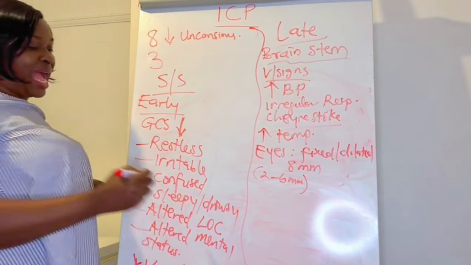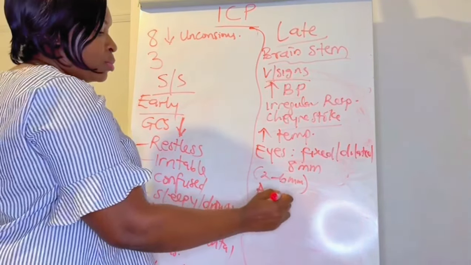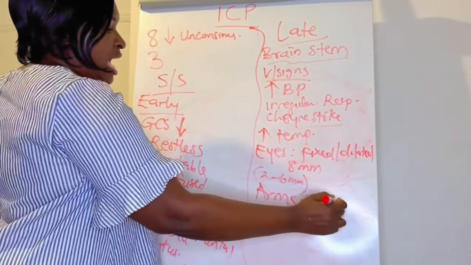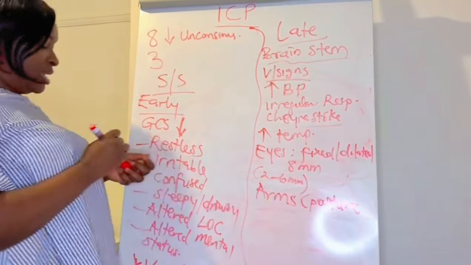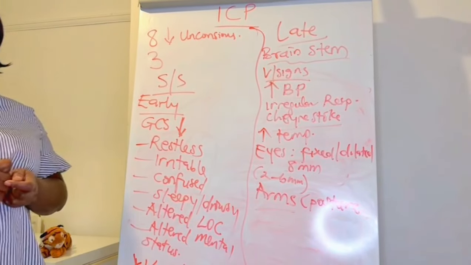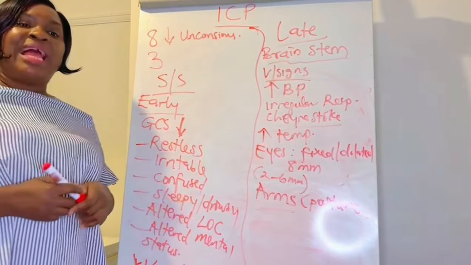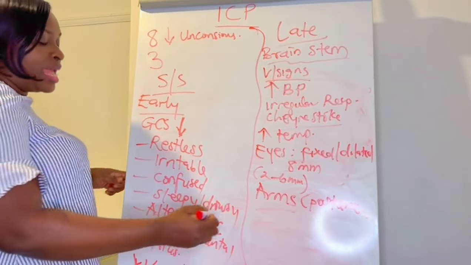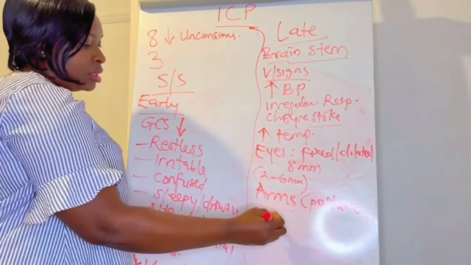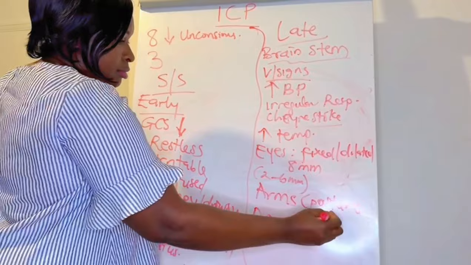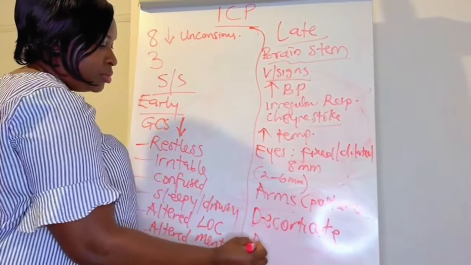Now, if we go to the arms, I'm trying to bring out the key landmarks for you, like looking at the patient posture. How will this patient who has had an increase in intracranial pressure present? So for the arms, we have two important postures we need to know, and that is your decorticate and your decerebrate.